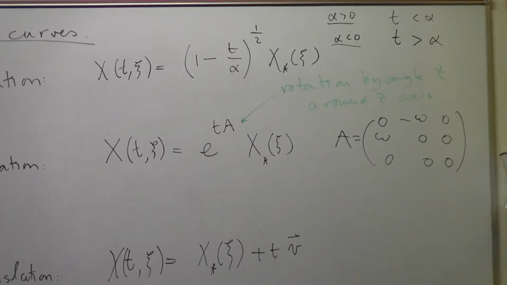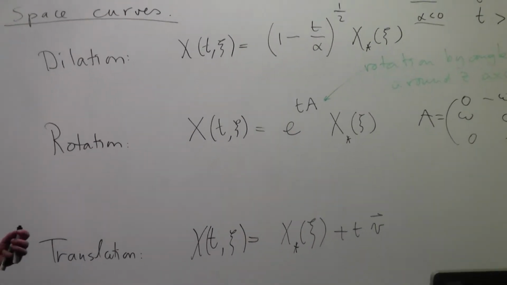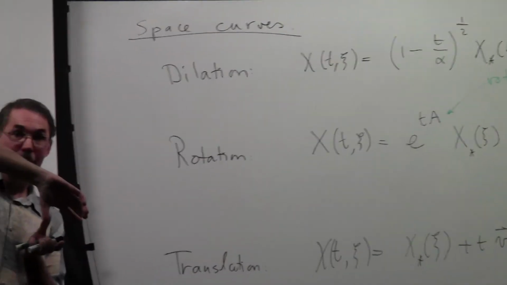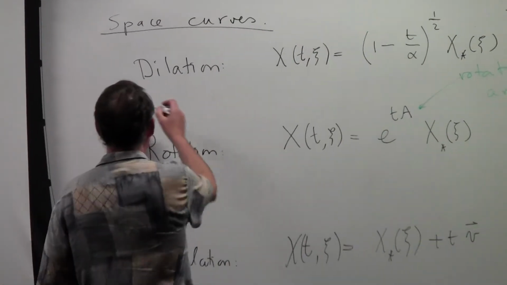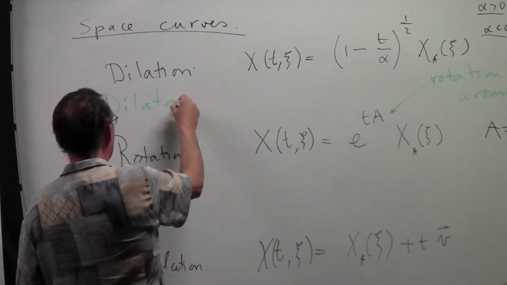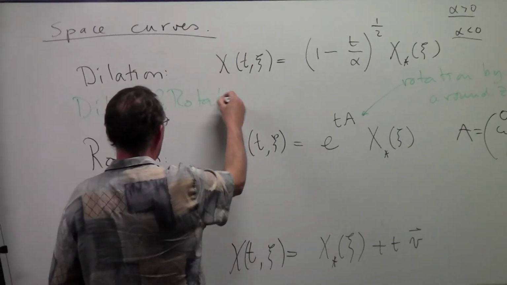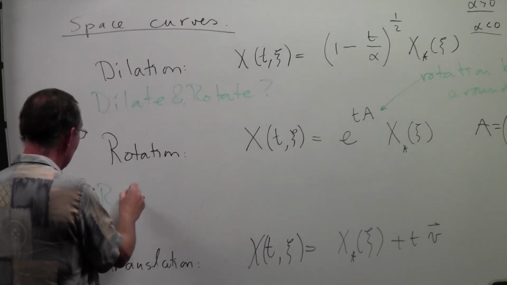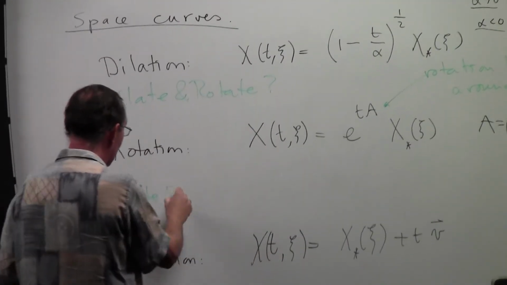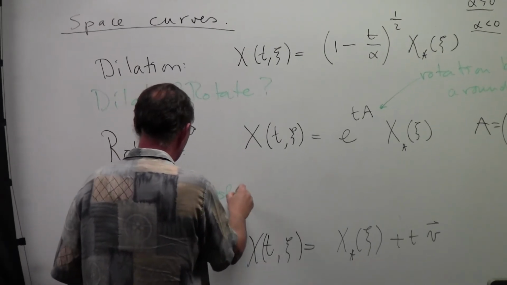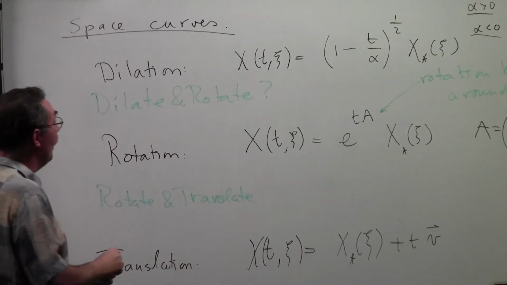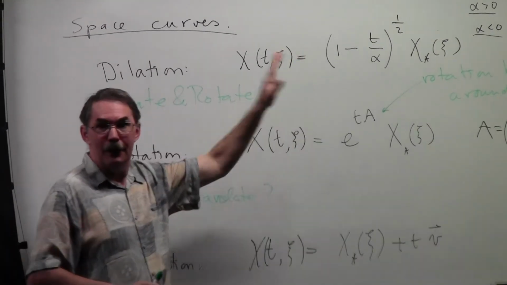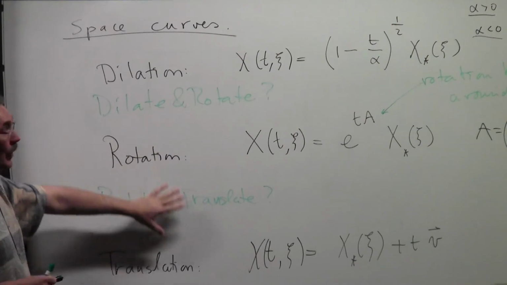And now you can ask, are there things that do combinations? Can there be solutions that both rotate and shrink at the same time? And can you have solutions that both rotate and translate at the same time? And what would the formulas for those look like? And the answer to these questions is yes.